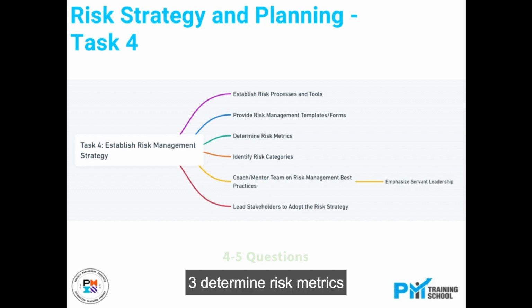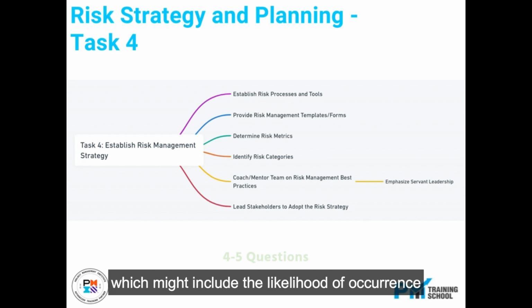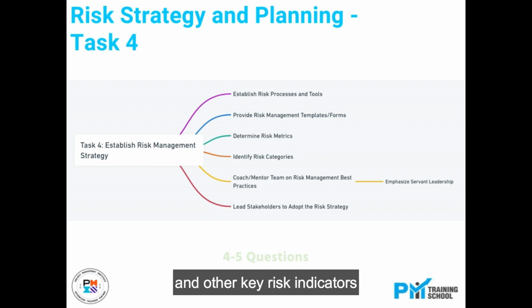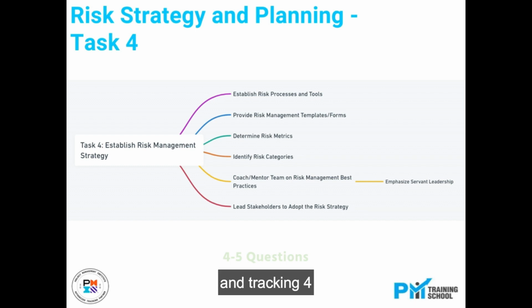3. Determine risk metrics. Define the criteria for measuring risk, which might include the likelihood of occurrence, impact on objectives, cost of risk responses, and other key risk indicators. Metrics provide a quantitative basis for decision-making and tracking.